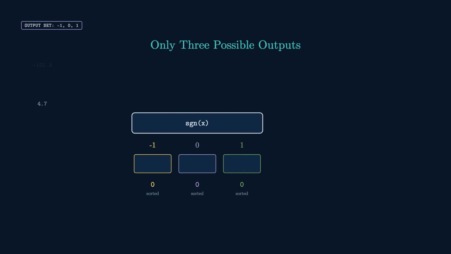Feed in 4.7, negative 102.3, 0.0001, 88.8, doesn't matter. A million different inputs and you still only ever get 3 things back. Read it as a direction detector. And notice continuity snaps clean in half at 0.